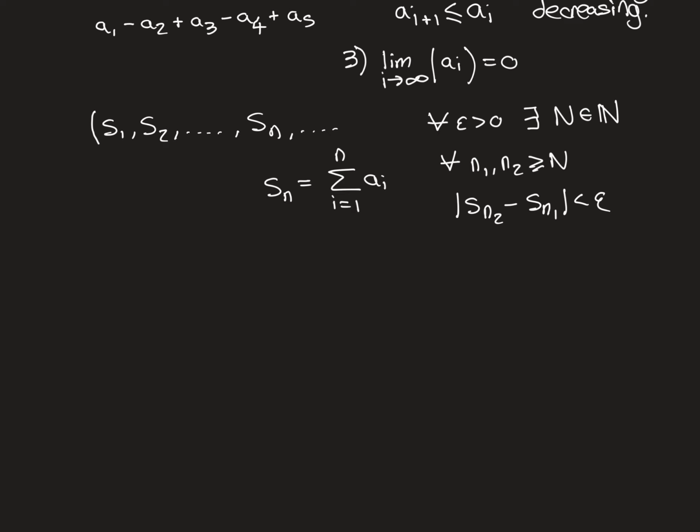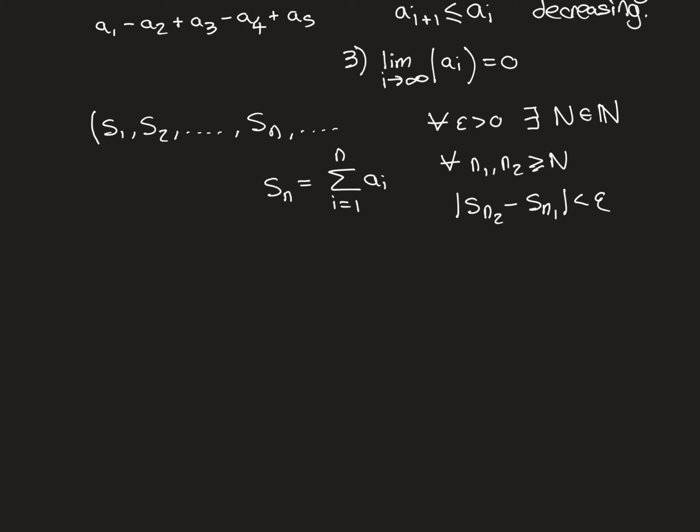You must be able to do that for all epsilon. You must be able to find a point in the sequence where the difference between the terms of the sequence are all that close, no matter which two you pick that are beyond that big N.